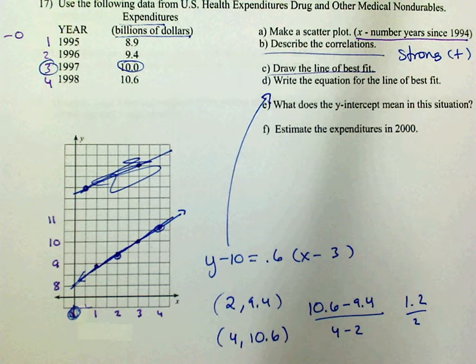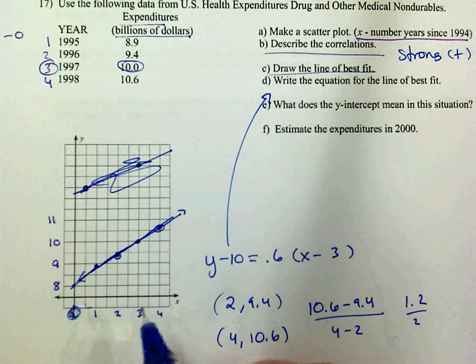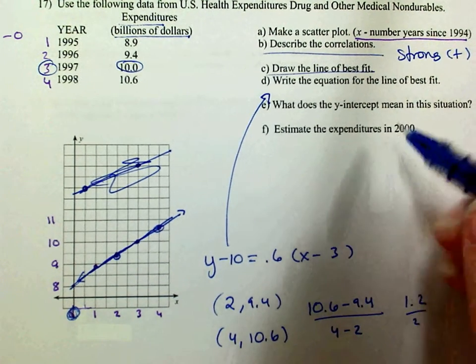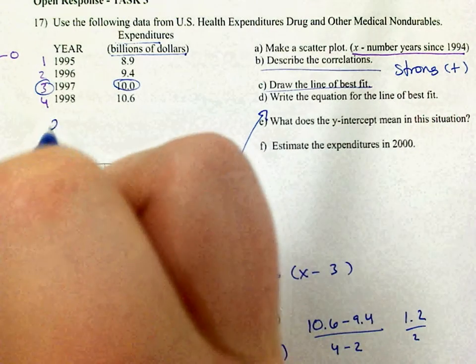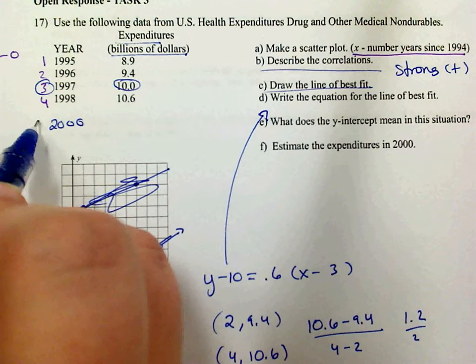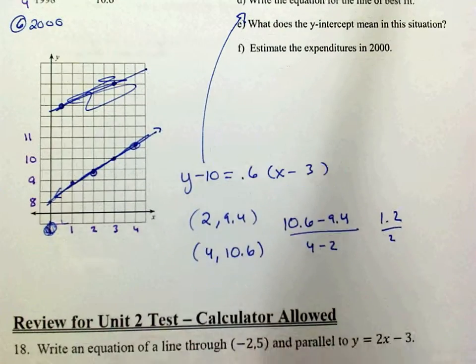Good Lord. Okay, well, here's what I would do. 2000 is an X value, right? What is that X value? 6, so what would you do with 6? I'd plug 6 into that X and solve for Y. And that would be my estimation.